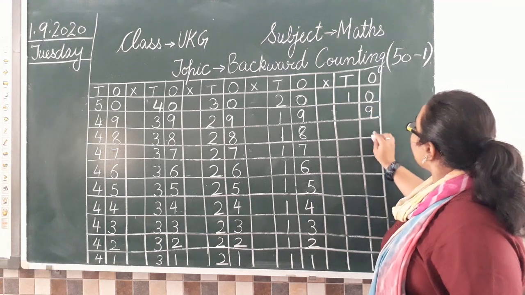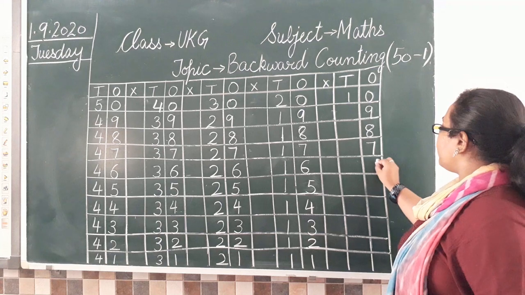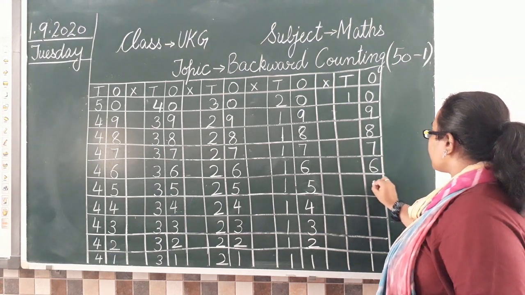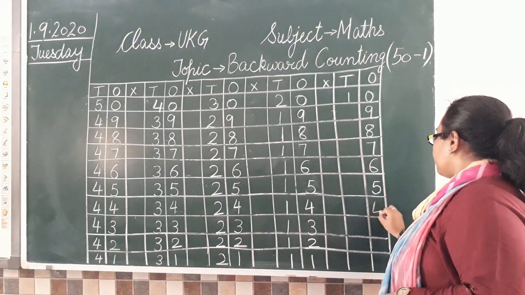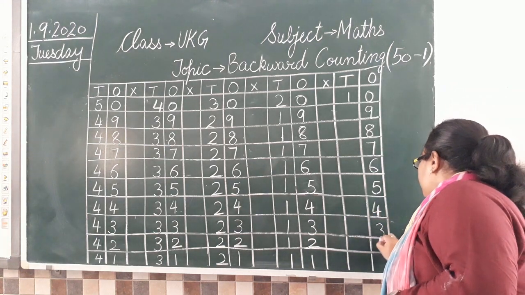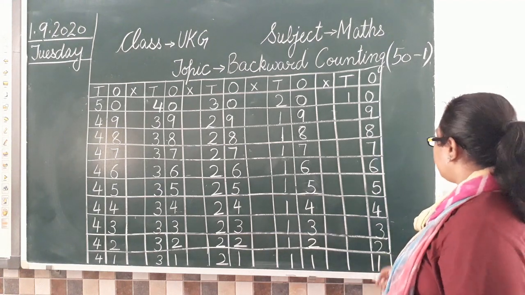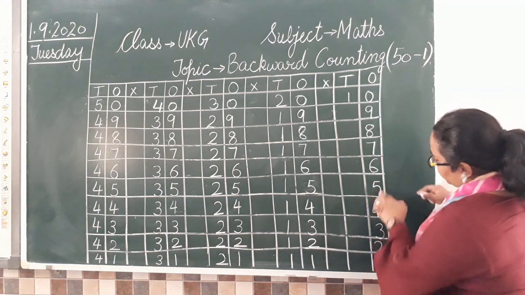Then comes 9, 8, 7, 6, 5, 4, 3, 2, 1. Is that clear to all of you?